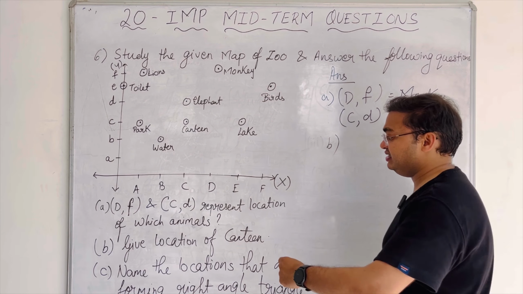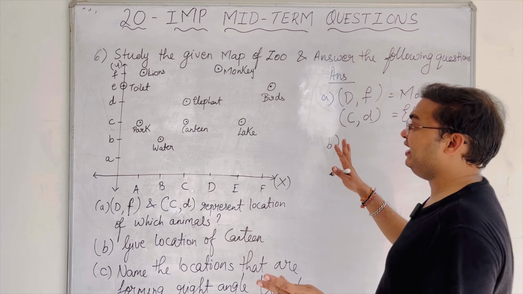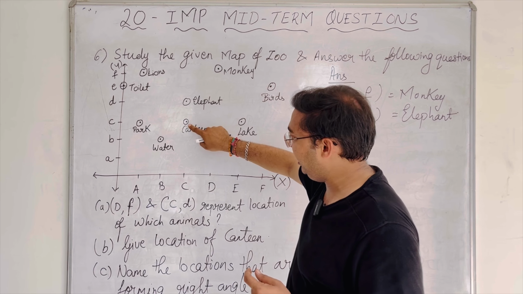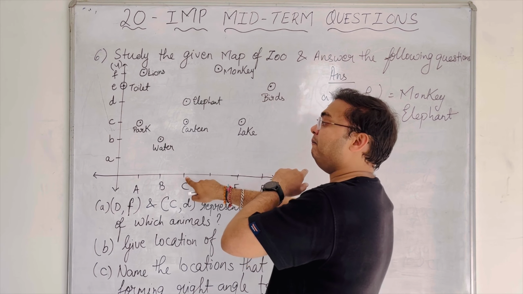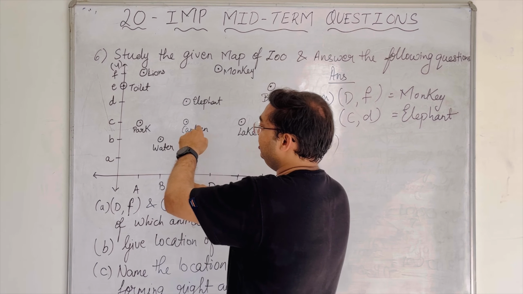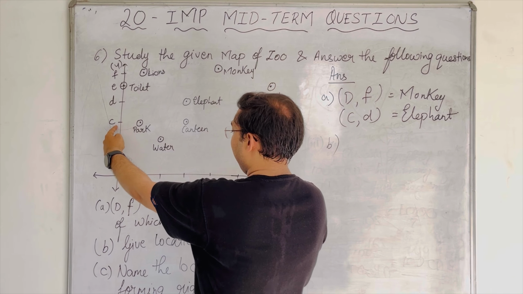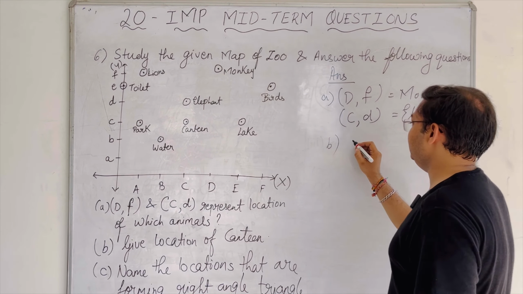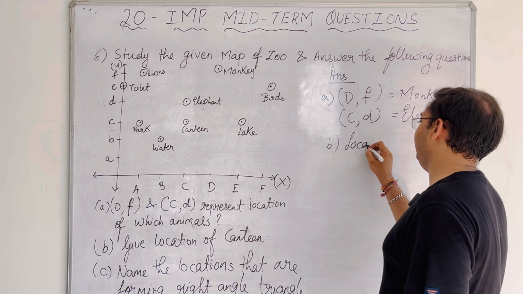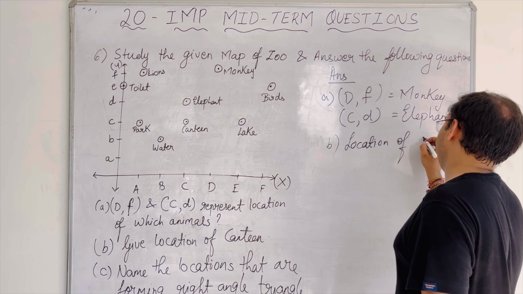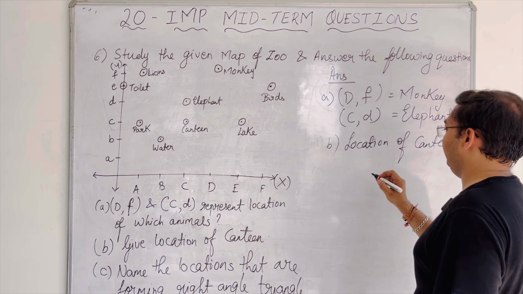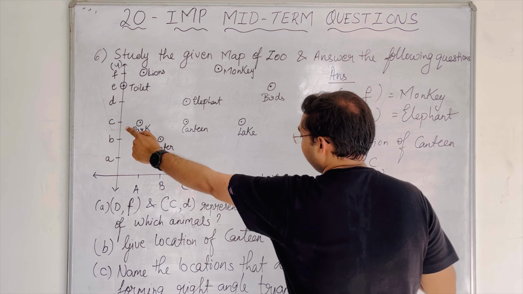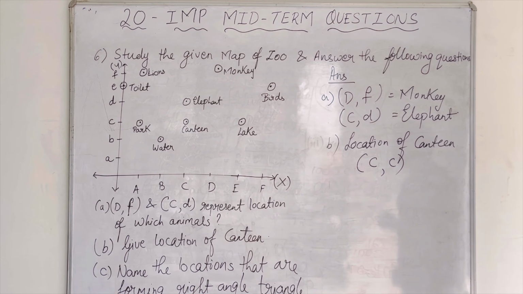Then the next sub question says that we have to give the location of the canteen. Where is my canteen? My canteen is over here. If from this canteen I drop a vertical line, it moves to C, and if I draw a horizontal line from the canteen, it comes over here to c. That means on the x-axis it is on C, and on the y-axis it is on c. That means if I write the location of the canteen, as I always tell, in the bracket the first represents the x-axis. On the x-axis it is on C, and on the y-axis also it's on c. So your location is C comma c.